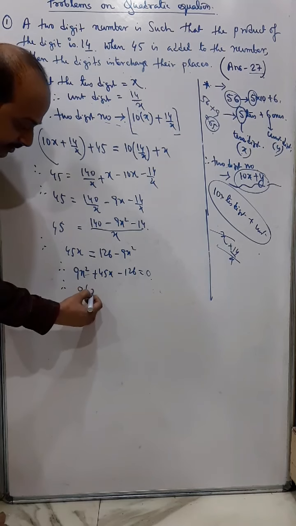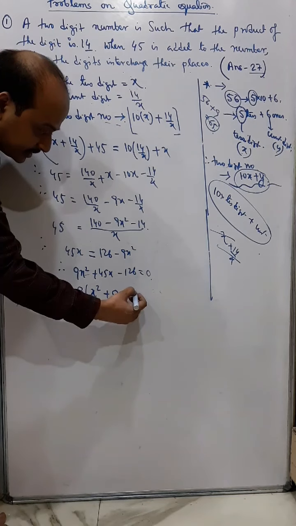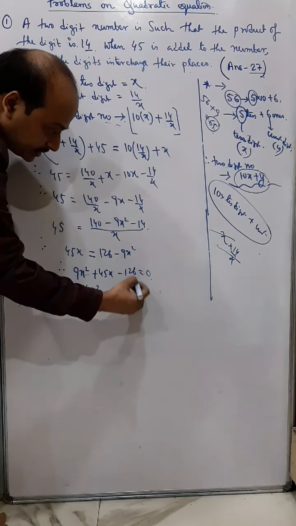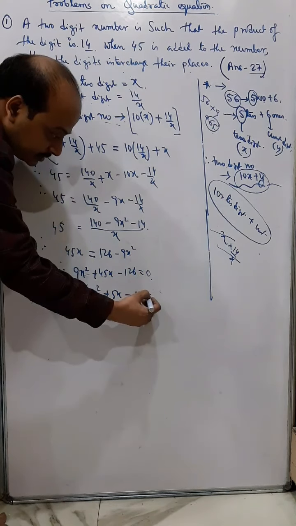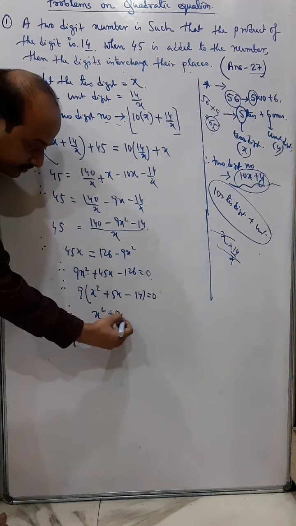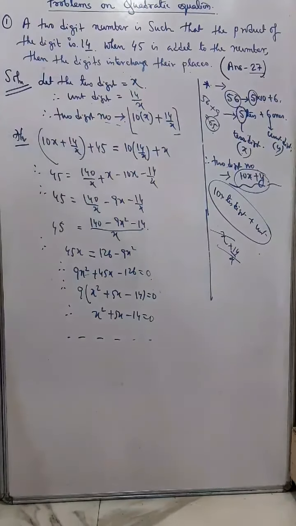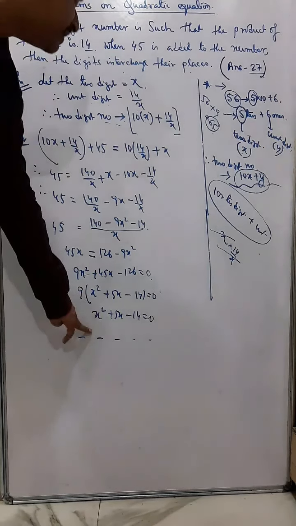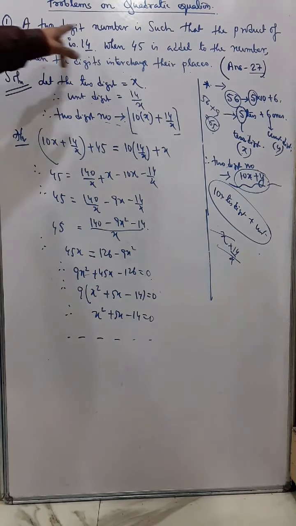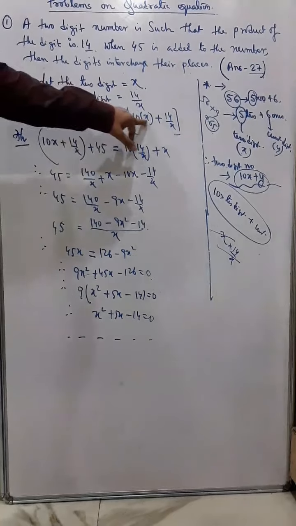So I can take 9 common: x square plus 5x minus 14 is equal to 0. Then you solve it and you get the value of x. And after getting the value of x, you have to find the number, so we'll put the value of x here.